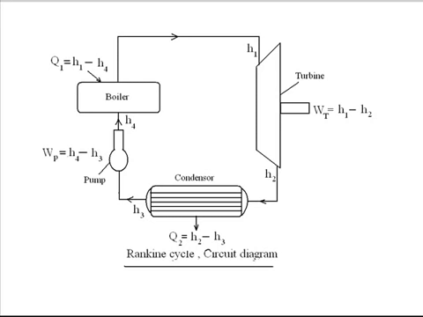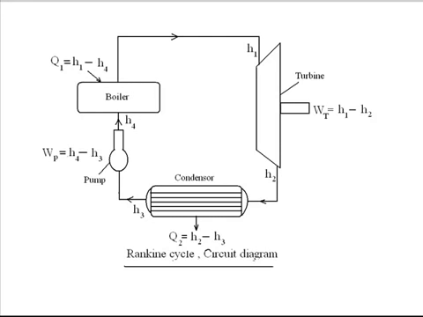Similarly, work is done by the pump, so it is raising the enthalpy of liquid water from H3 to H4. So the net specific work done by the pump will be H4 minus H3 because H4 is greater than H3. Similarly, water is entering the boiler with enthalpy H4 and coming out with enthalpy H1. So the net amount of heat addition inside the boiler is equal to the difference between the enthalpy of steam exiting the boiler and the liquid water entering the boiler, that is H1 minus H4.